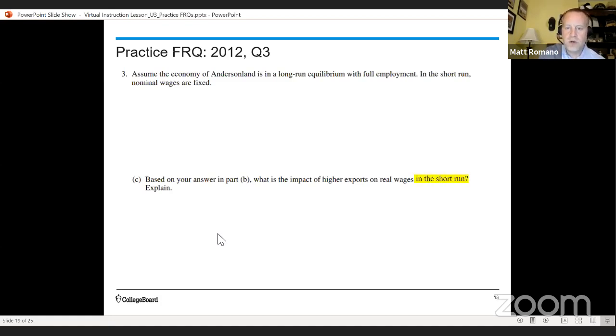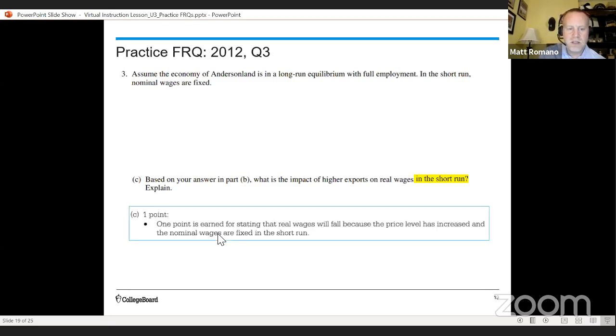We're dealing with the short run, and you may have noted the initial sentence told us something about the short run. Nominal wages are fixed. That's my clue. That's my hint. I've got to use that information. To answer correctly, 1 point is earned for stating that real wages will fall because price level is increased, and nominal wages are fixed in the short run.